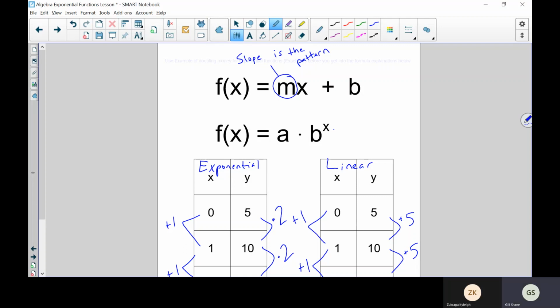So in this, this is the y-intercept, first of all. So that's the y-intercept.